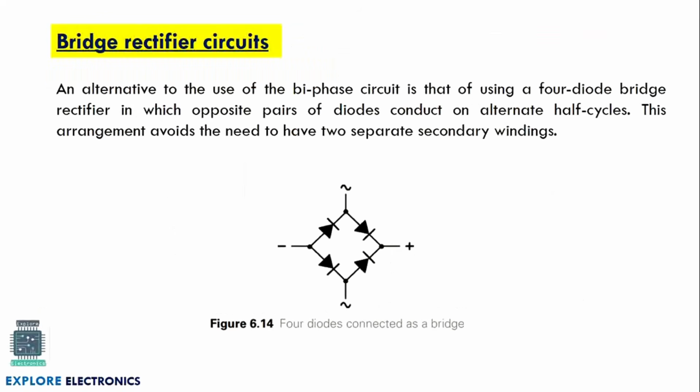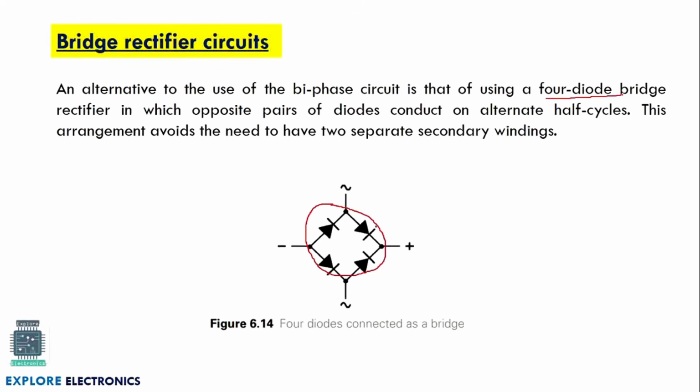Next we will look at the bridge rectifier circuit. A bridge rectifier is again a full wave rectifier. It works the same as a full wave rectifier, but with a bridge arrangement of diodes to get the pulsating DC output. It consists of 4 diodes connected in a bridge fashion. So the diode arrangement will be like this.